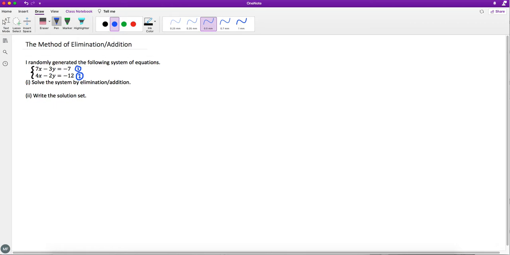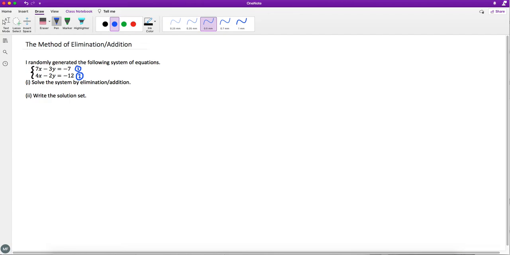So in particular, we want to either multiply the second equation on both sides by something that will cause 4x times that number to be negative 7x, or cause negative 2y multiplied by that number to be positive 3y, because those are the additive inverses of the variable terms in the first equation. I'm just going to choose the x term just because it's first. There's no real important reason for this.